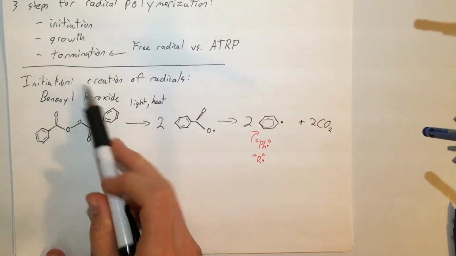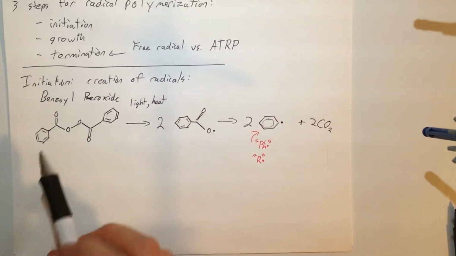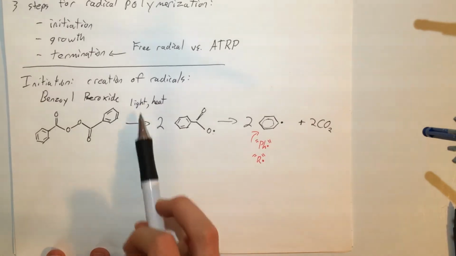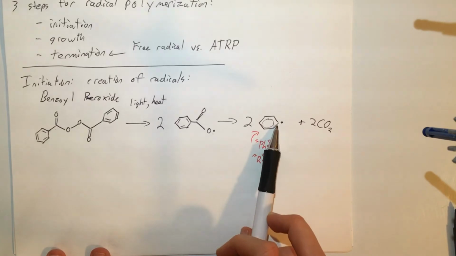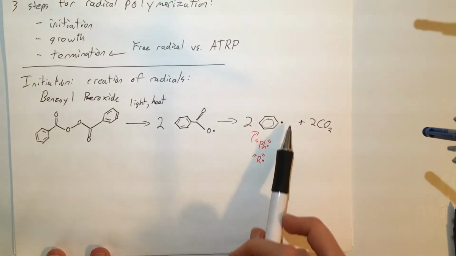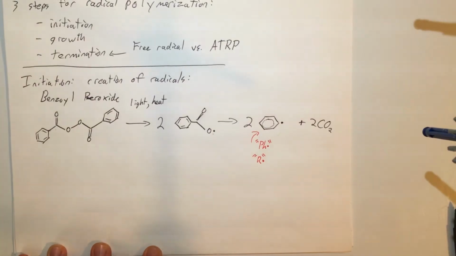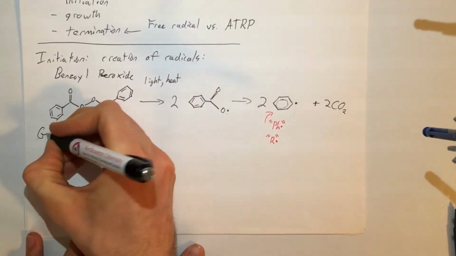So this is what happens. We have a mixture of a whole bunch of polymer monomers, but also some benzoyl peroxide in there. We kick off by breaking this peroxide bond. We create a bunch of radicals, and these radicals will serve to start our polymerization. So what happens next? Well, we'll talk about growth.